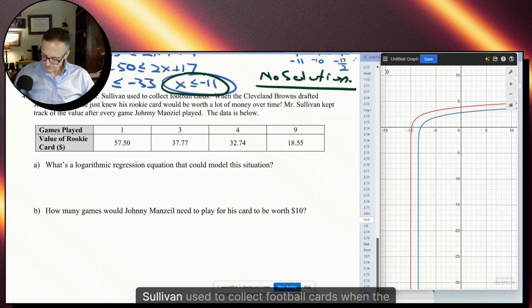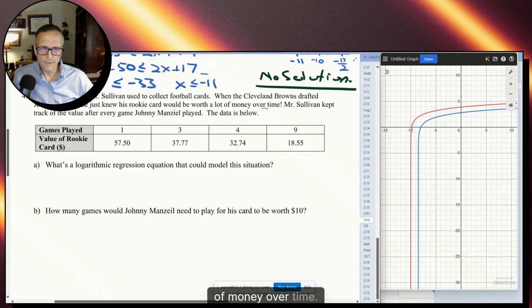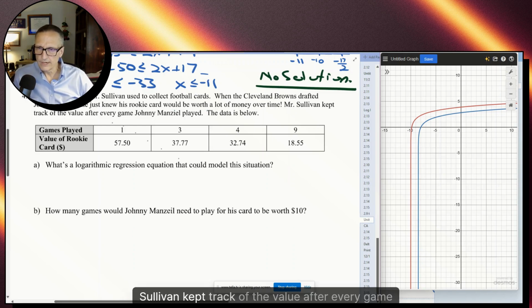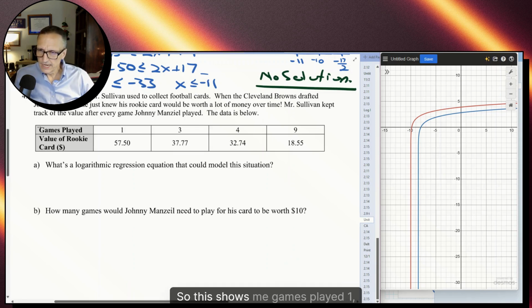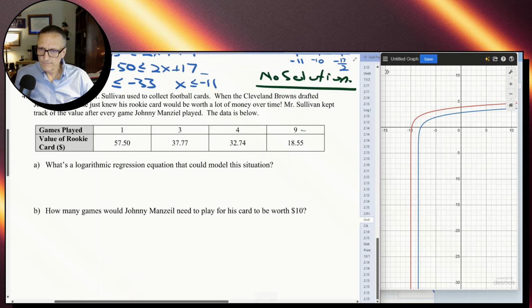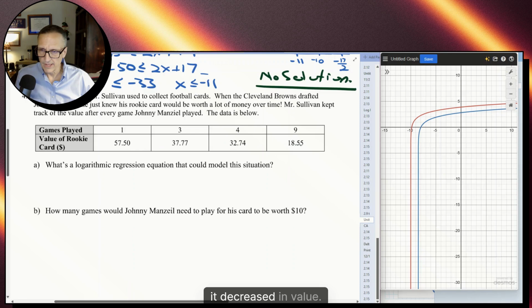This says that Mr. Sullivan used to collect football cards. When the Cleveland Browns drafted Johnny Manziel, he just knew his rookie card would be worth a lot of money over time. Mr. Sullivan kept track of the value after every game that Johnny Manziel played. The data is shown below. So this shows me games played 1, 3, 4, 9, and the value of the rookie card was apparently going down. Okay, so Mr. Sullivan was wrong. The rookie card would not be worth a lot of money. In fact, as time went on, it decreased in value.